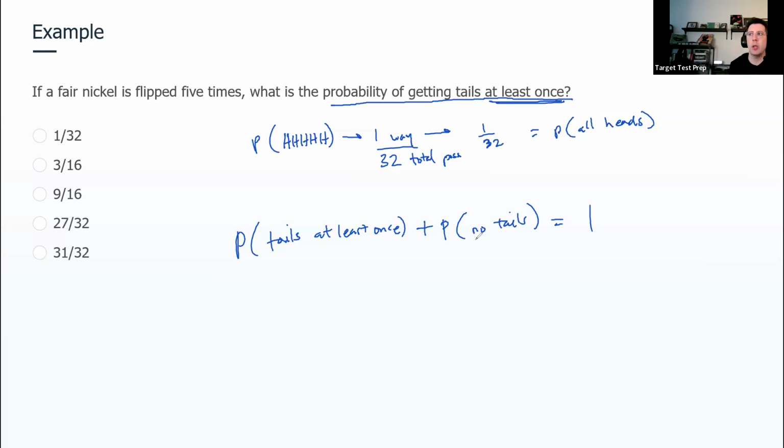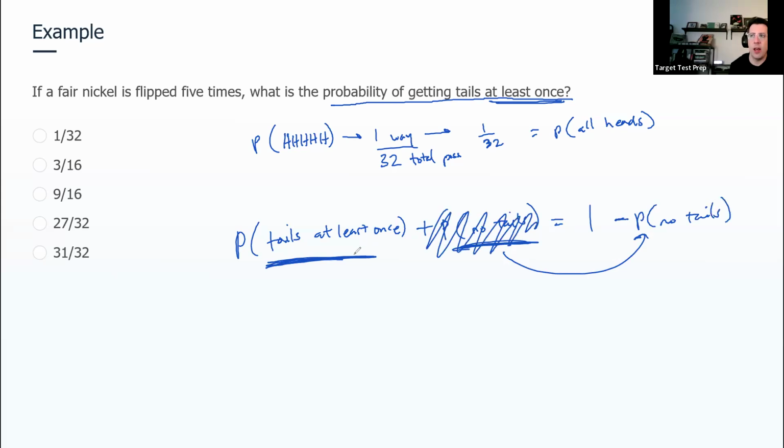So if I want to calculate this, it's actually going to be easier to just calculate the other one and then subtract it from 1, and then I'll have my answer. Anytime you're asked the probability of something happening at least 1 time, calculate the probability of it not happening at all and subtract that from 1.